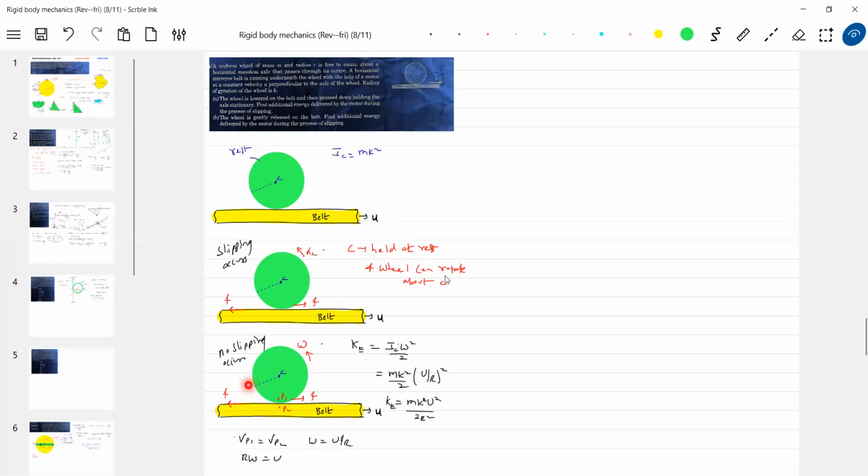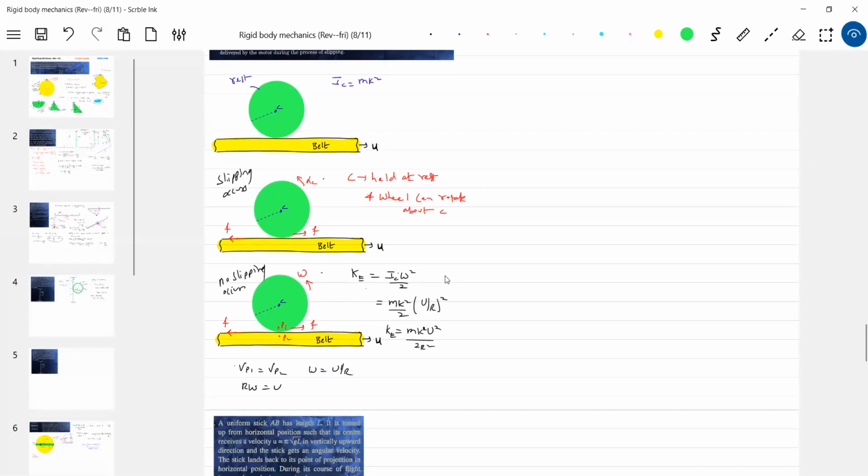So therefore the action agent should do work on the belt also, not only on the wheel. So therefore I'll put it in. Work done by action agent. Okay, we'll have it here only.